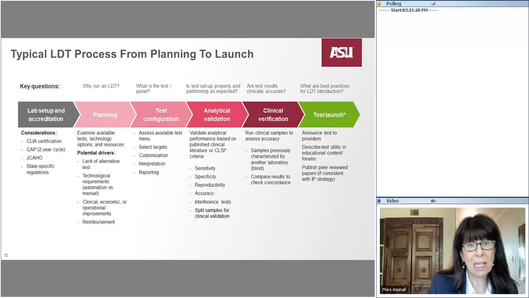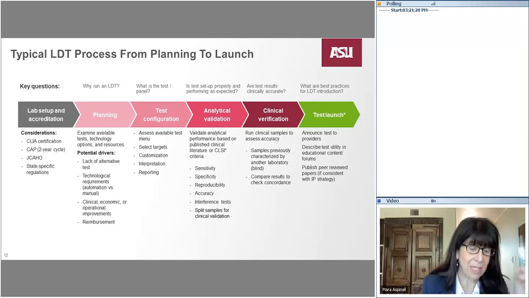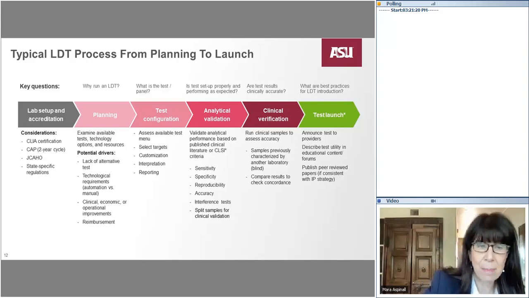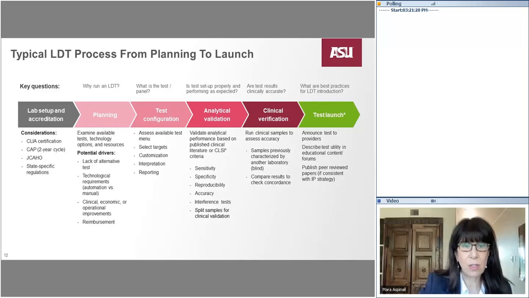So as you see on the screen right now, I believe there are 5, really, we'll call it 6, different parts of an LDT process. And the first critical part is all about planning. It's all about that lab setup. Yes, you need CLIA certification. Most high-quality labs also need CAP certification, but that takes a little bit longer to do.